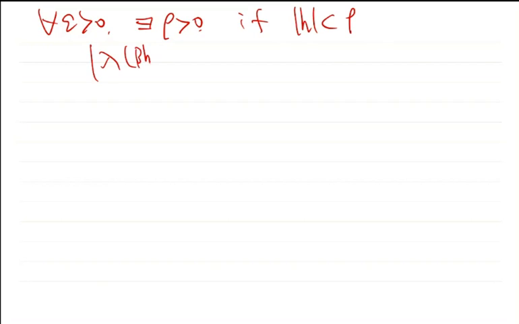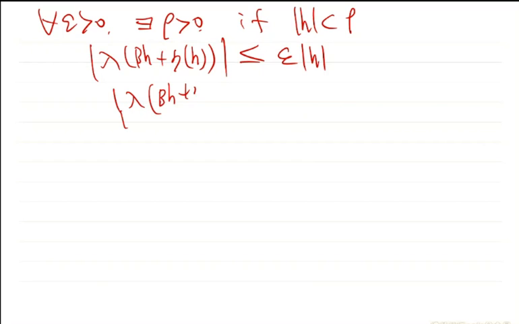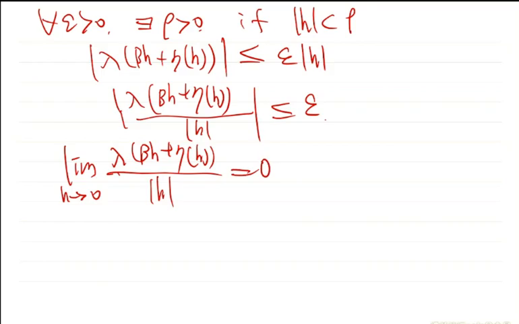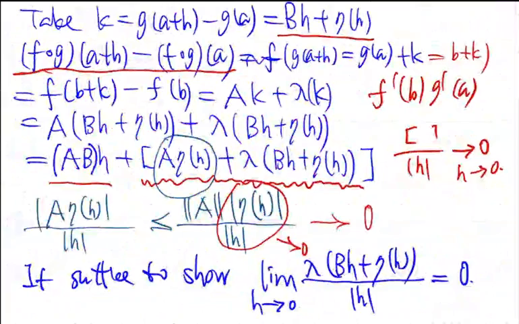We prove that for any epsilon positive, there exists rho positive such that if the norm of h is less than rho, then the norm of lambda bh plus eta h is not greater than epsilon norm of h, or lambda bh plus eta h divided by the norm of h is not greater than epsilon. This means the limit as h goes to 0 of lambda bh plus eta h divided by the norm of h is 0. This proves the limit we want here.